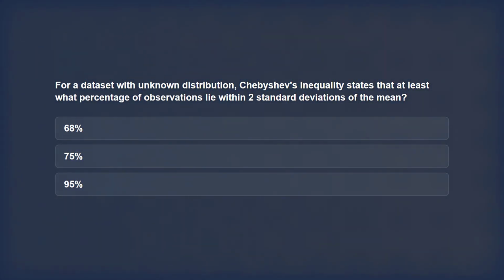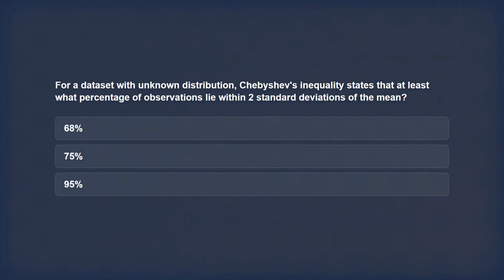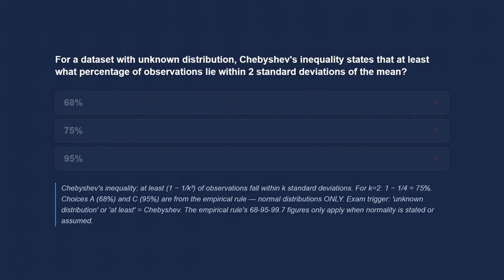Answer is B. 75%. Chebyshev's formula, 1 minus 1 over k squared. For k equals 2, 1 minus 1/4 equals 75%. The traps are choices A and C. Both come from the empirical rule for normal distributions.